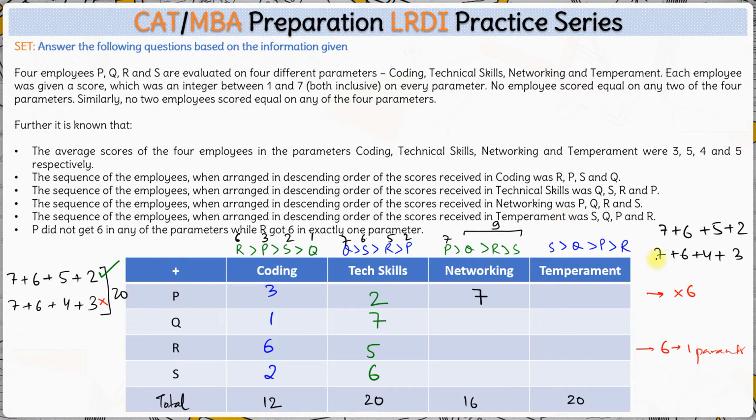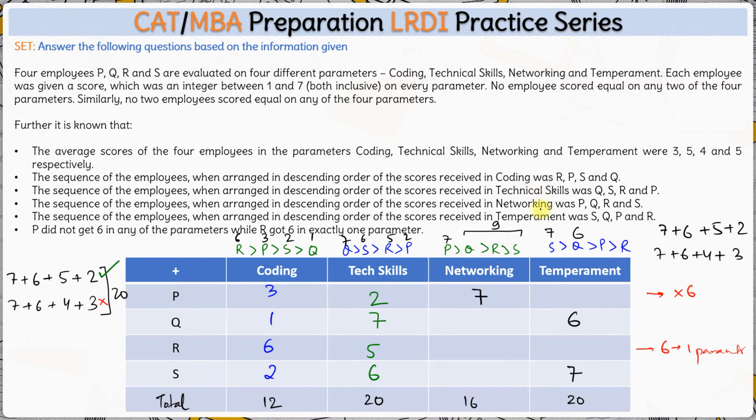From these two possibilities, one thing is clear: S will obtain a score of 7 and Q will obtain a score of 6 in temperament. So in both these cases, the highest is 7 and the second highest is 6. So S gets 7 and Q gets 6. This is for sure. Out of P and R, they will get 5, 2 or 4, 3. We don't know that yet.